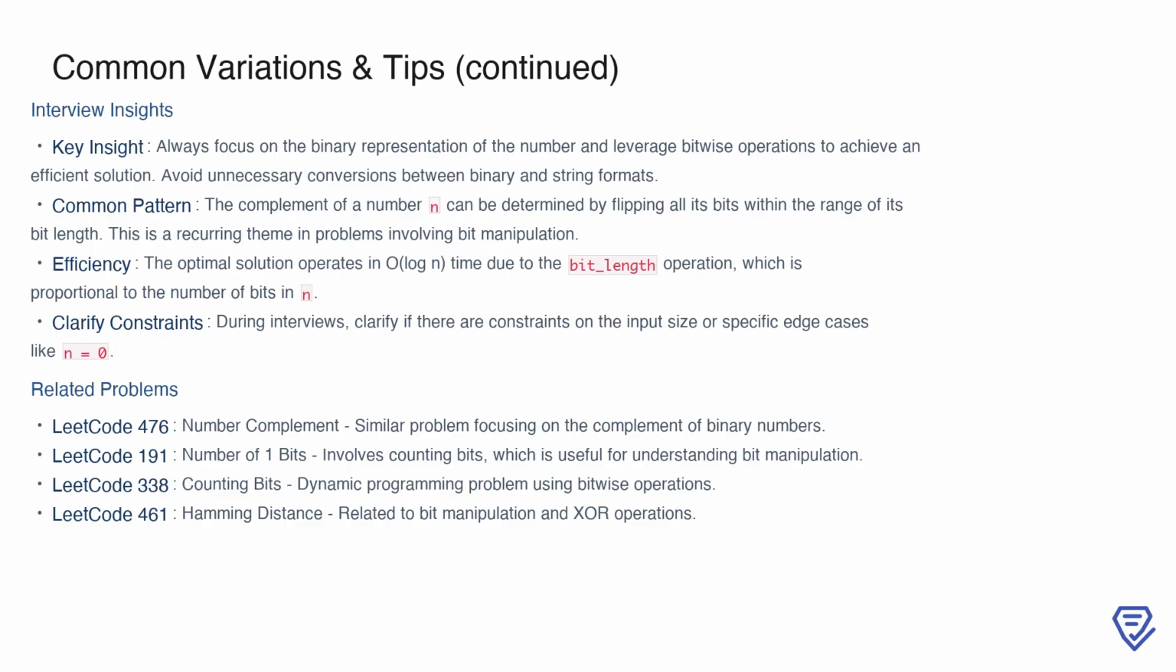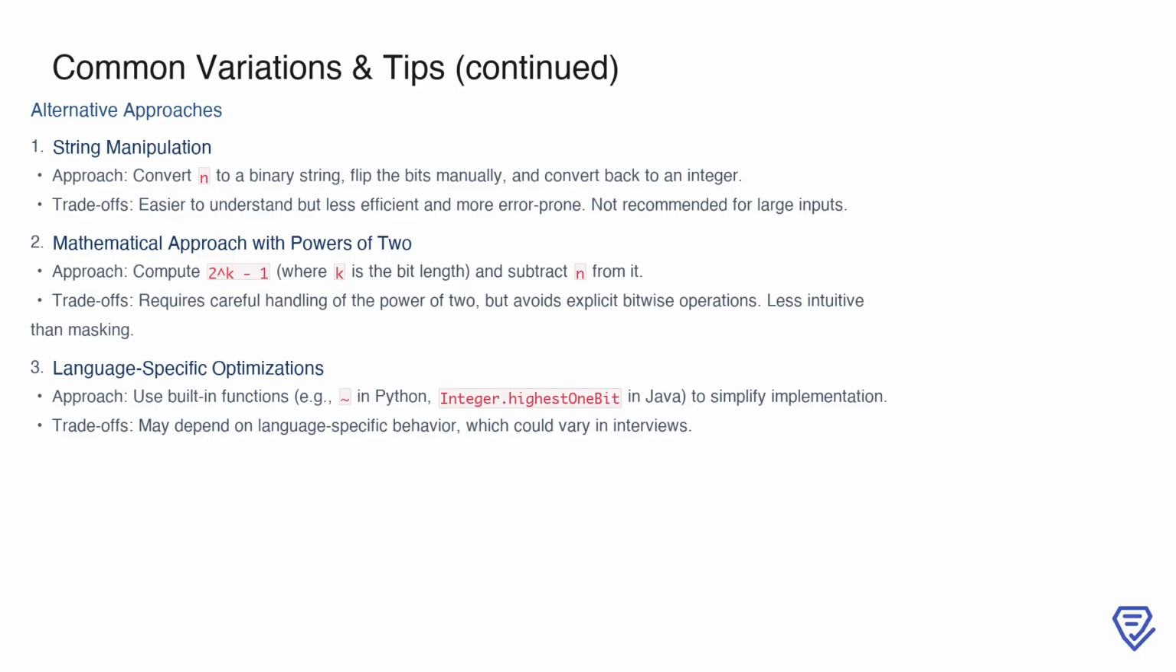There are alternative approaches to solving this problem, each with its own trade-offs. One method is using string manipulation by converting n to its binary representation, flipping the bits manually, and then converting back to an integer. While this approach is easier to understand, it's less efficient and more error-prone, especially for larger inputs. Another option is a mathematical approach that involves computing 2^k - 1, where k is the bit length of n, and then subtracting n from this value. This avoids explicit bitwise operations but requires careful handling of powers of 2, making it less intuitive.